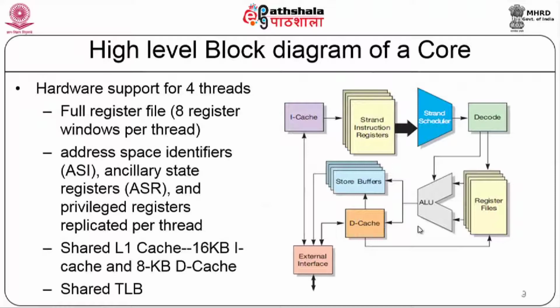So this diagram shows you the high level block diagram of the core. There was hardware support for 4 threads. A hardware thread is also called a strand. That's why in the diagrams you see a strand instruction register and all that. So if you look at the hardware support for 4 threads, there are full register files with 8 register windows per thread. There are address space identifiers. You have ancillary state registers and privileged registers. All of these are replicated for every thread. You have a shared L1 cache with a 16 KB instruction cache and an 8 KB data cache, and of course you have a shared TLB.